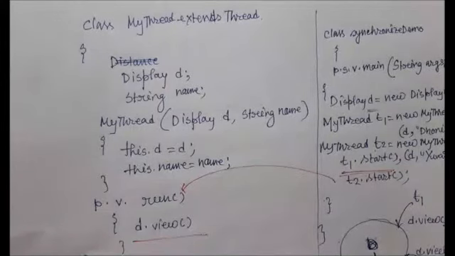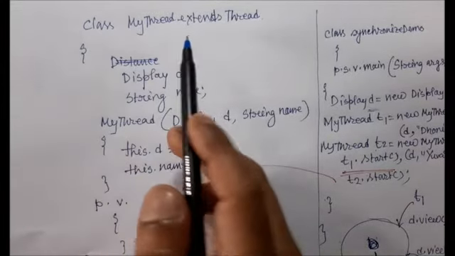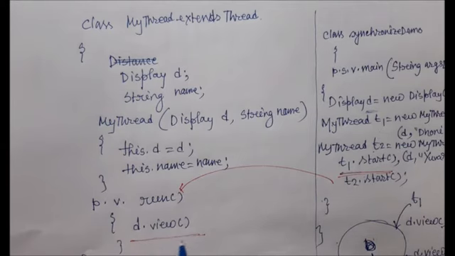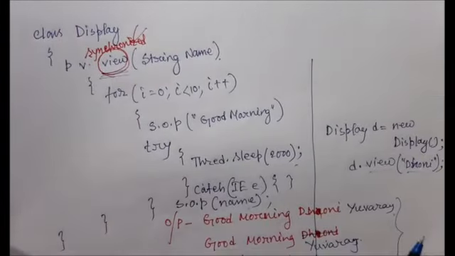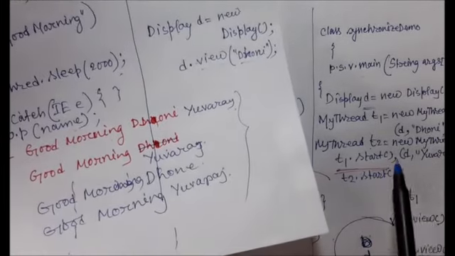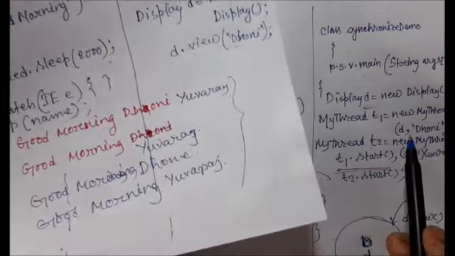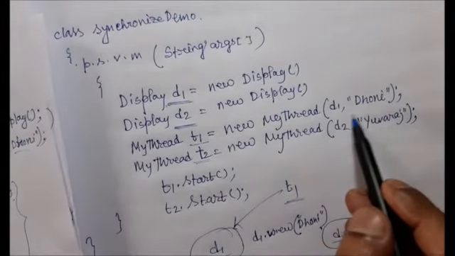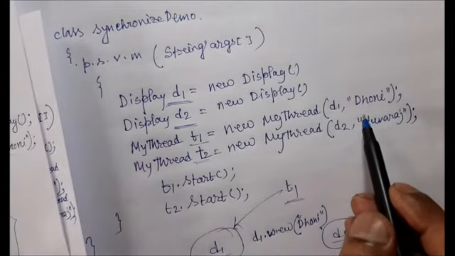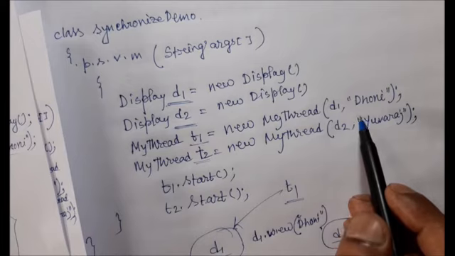So, it will call my thread class, and it will automatically call the d.view method. That means this block of code will be executed. First, it will call t1.start, passing the argument d1, Dhoni. What will happen? The object is d1. So, it is not the same object.